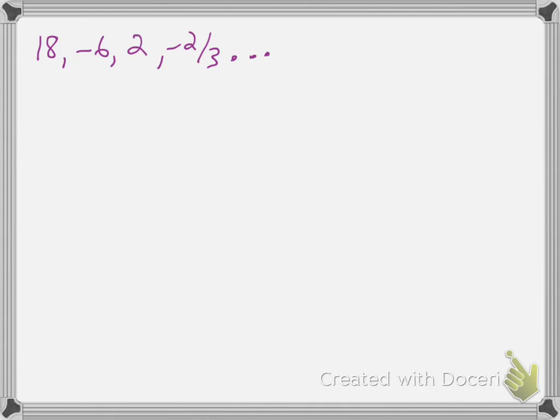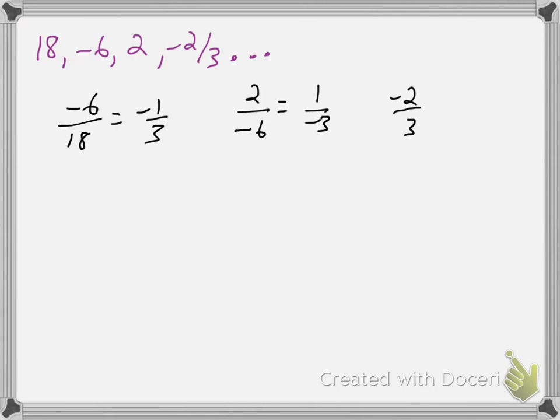Okay, play. Hopefully you are actually pausing and playing and trying to do this on your own, because if not, I will feel sad. Negative 6 divided by 18 equals negative 1/3. What about 2 divided by negative 6? Well, that's also negative 1/3. Well, what about negative 2/3 divided by 2? Ooh, that's kind of a tough one, but you bet, it's negative 1/3. So our common ratio is negative 1/3.